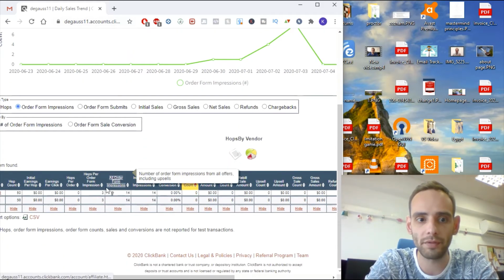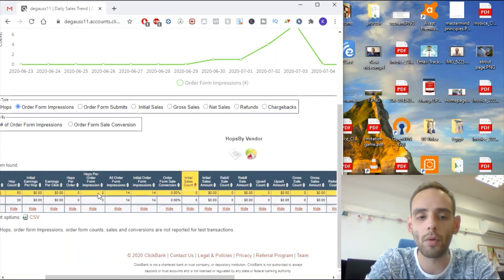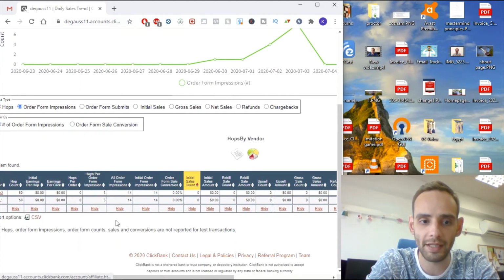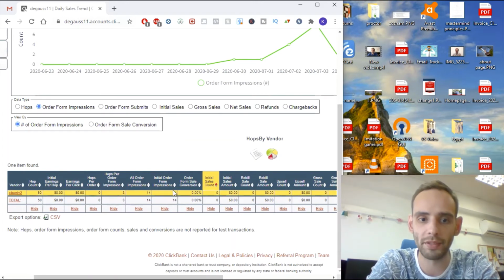So hops per order form impression is how many hops you needed to get one order form impression. So that means three. Logically it won't be an exact number, because when you count it, it's 14 times 3, that's 28, 42. So you are leaving 8 hops out, but if you would put 4, that wouldn't really add up to 50 again. So don't worry about that too much.